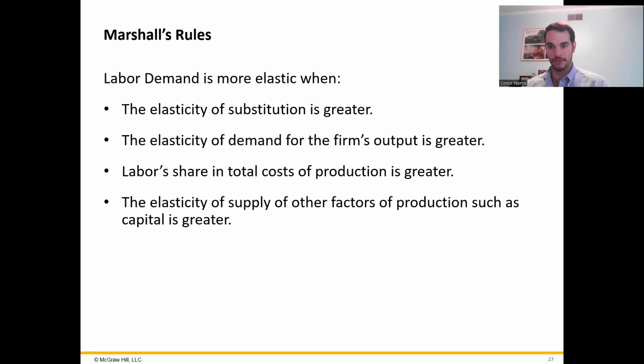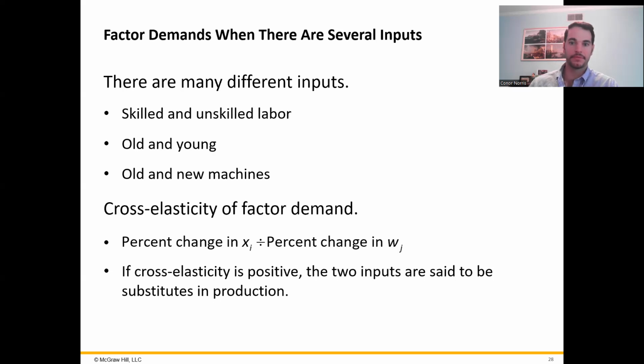So for instance, in the tech industry, where it's easy to get more machines and equipment, a wage increase might lead firms to use more capital instead of labor.